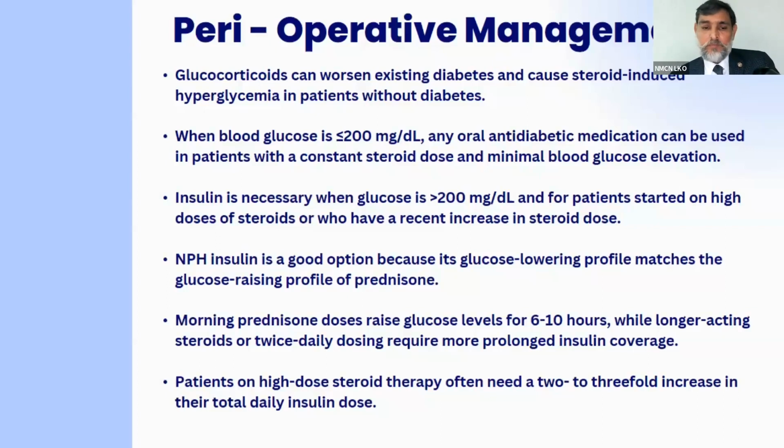NPH insulin is a good option and it matches the profile of prednisolone, so it can be used. Morning prednisolone doses raise glucose levels by 6 to 10 hours, while longer-acting steroids or twice daily dosing require more prolonged insulin coverage. Patients on high dose steroid therapy often need a 2 to 3-fold increase in their total daily insulin dose. So the dose has to be increased whenever the patient is on steroids.